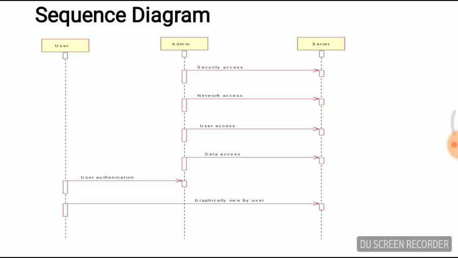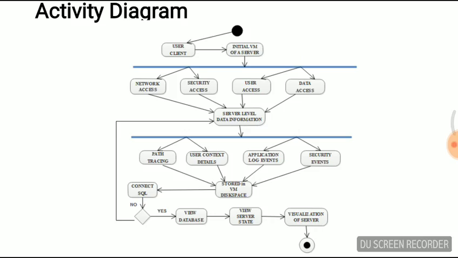Sequence diagram. Users, admin and server: security access, network access, user access, data access, authentication. User authentication is by login name and password. Activity diagram. User client, network access, security access, user access, data access, server level data information, path tracing, user context, application log event, and security event stored in a VM disk space.